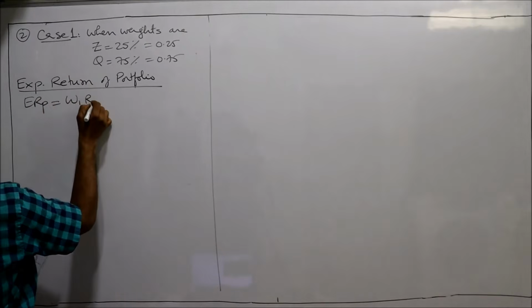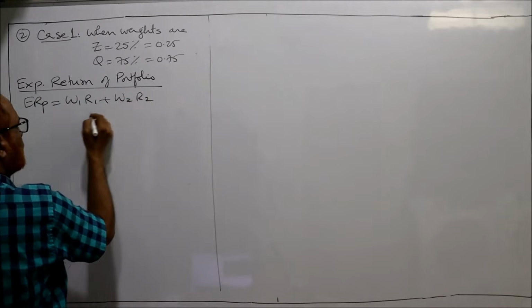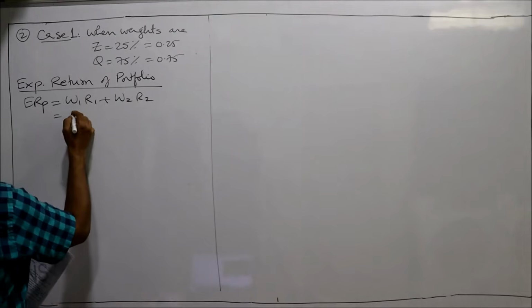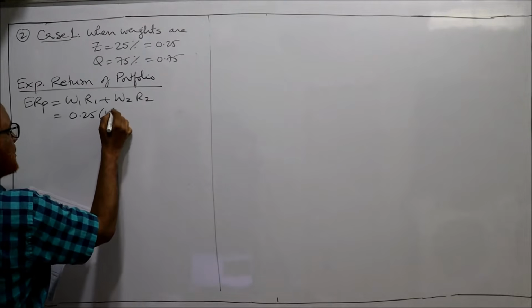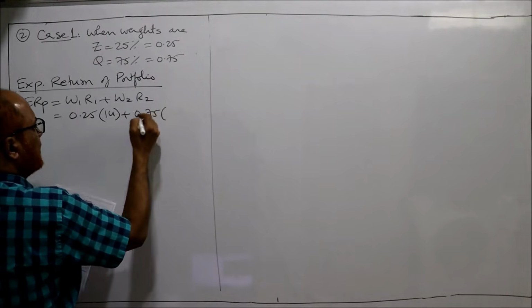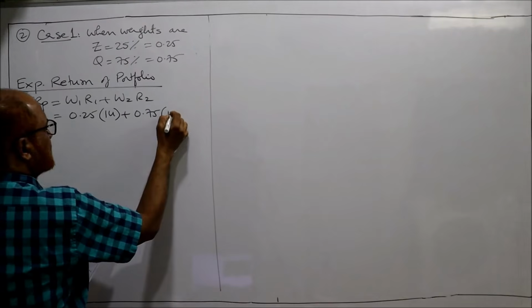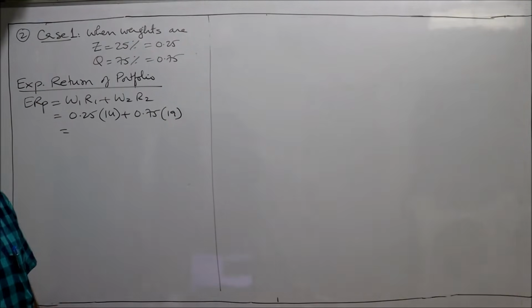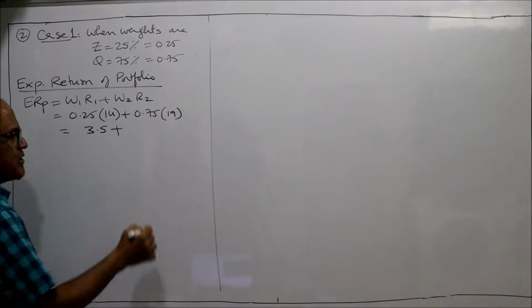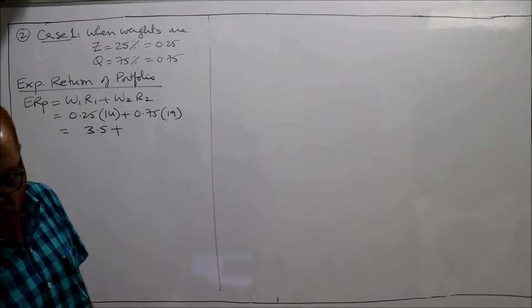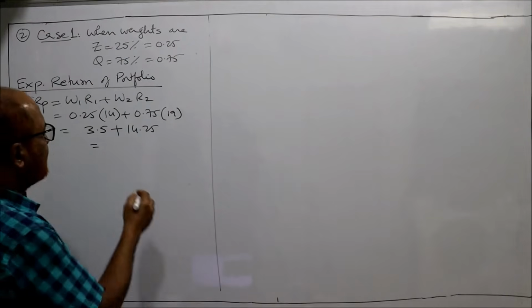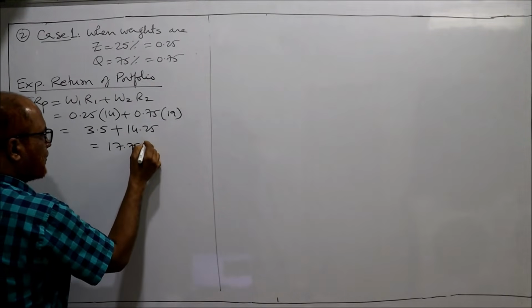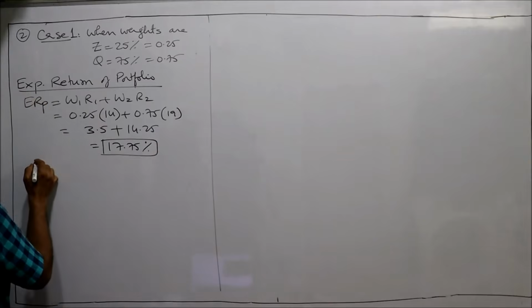ERP is equal to W1 R1 plus W2 R2. Only two securities we have. So what are the weights here? 0.25 into the return. What is the return of Z security? 14%. Plus 0.75 into what is the return? It is 19%. That is equal to 0.25 into 14, which is 3.5, plus 0.75 into 19, which is 14.25. That is equal to 17.75. This is the expected return.